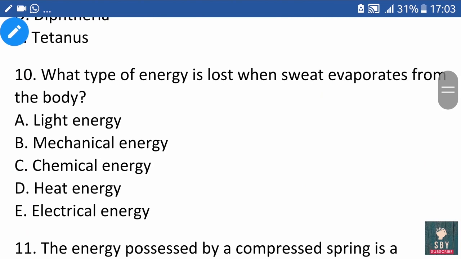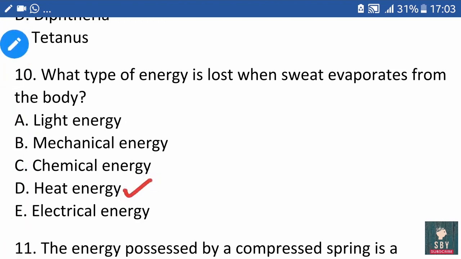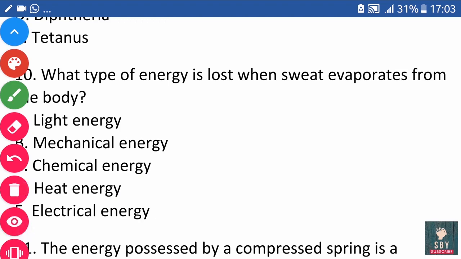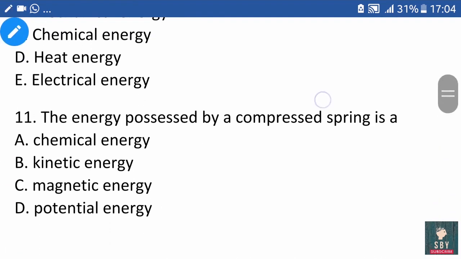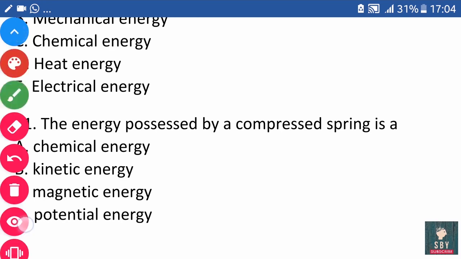Which of the following is lost when sweat evaporates from the body? When sweat evaporates from the body, heat energy is lost. The energy possessed by a compressed spring. If the spring is compressed, it's not moving. It's potential energy.